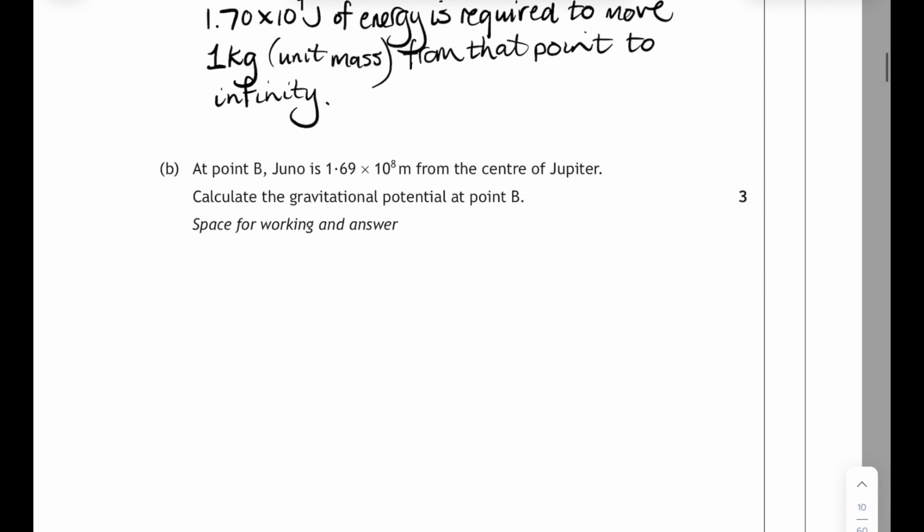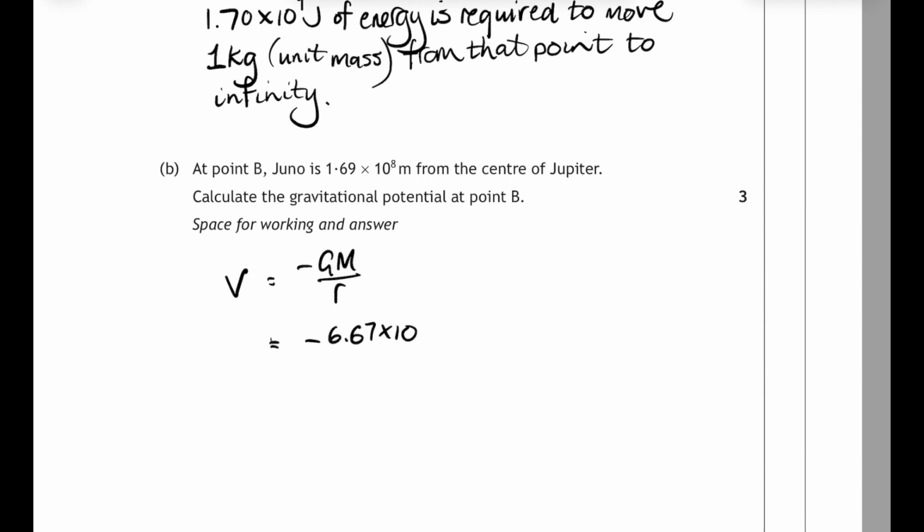Part B. At point B, Juno is 1.69 times 10 to the 8 metres from the centre of Jupiter, and we have to calculate the gravitational potential at point B. So straight to your relationship sheet, and we're looking for the gravitational potential relationship. And there it is. V equals minus GM over r, where M is the mass of Jupiter.